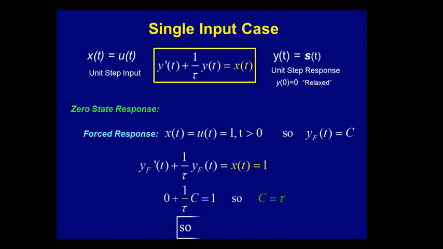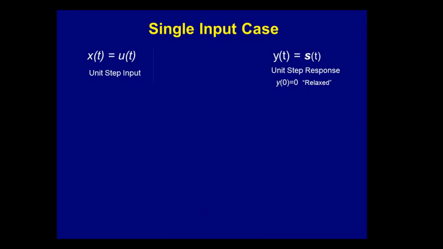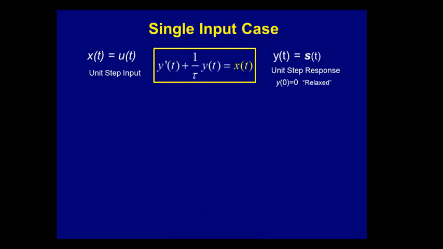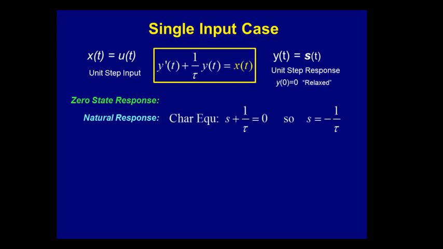Okay. The rest of the zero state response is the natural response piece. For that I need the characteristic equation. What's the characteristic equation? S plus 1 over tau equals 0, so S must be minus 1 over tau, which means we have a natural response piece that's k e to the minus t over tau. Add that to the forced response, which we found was just tau, plus k e to the minus t over tau.